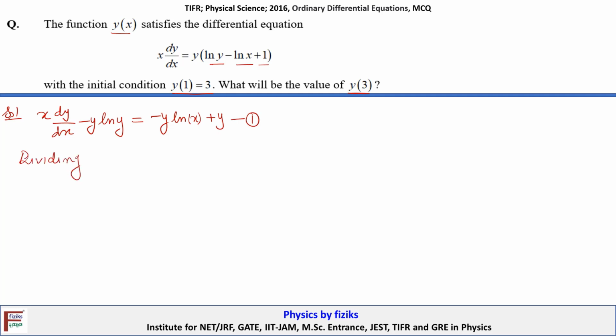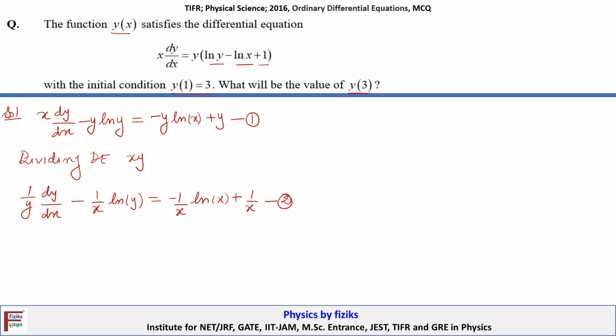Now dividing this differential equation by a factor x·y in each term, we obtain (1/y) dy/dx − (1/x) ln y = −(1/x) ln x + 1/x. This is equation number 2.